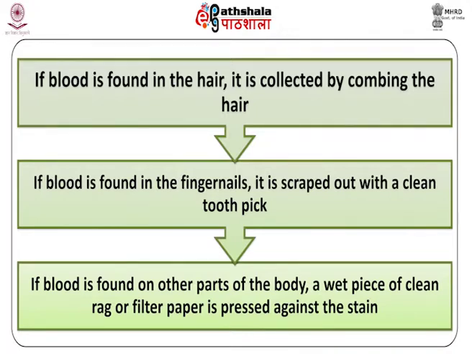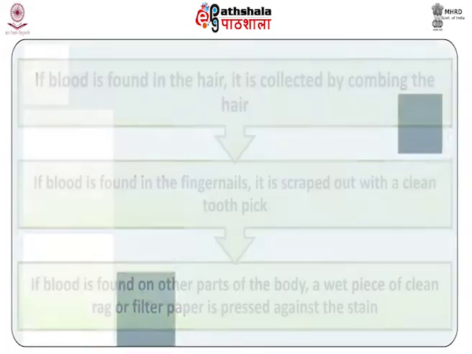Collect control samples from unstained fingers also. Paring the nails is not recommended. If blood is found on other parts of the body, a wet piece of clean rag or filter paper is pressed against the stain. The stain is transferred to the piece. If the stain is adhering strongly, the piece of cloth may be moistened with inert gum solution.